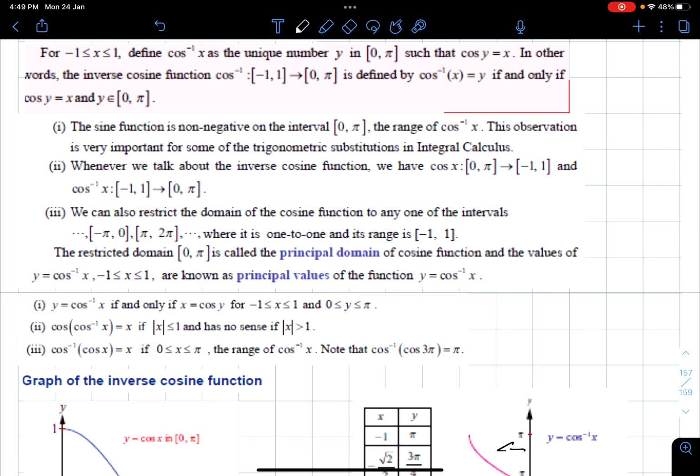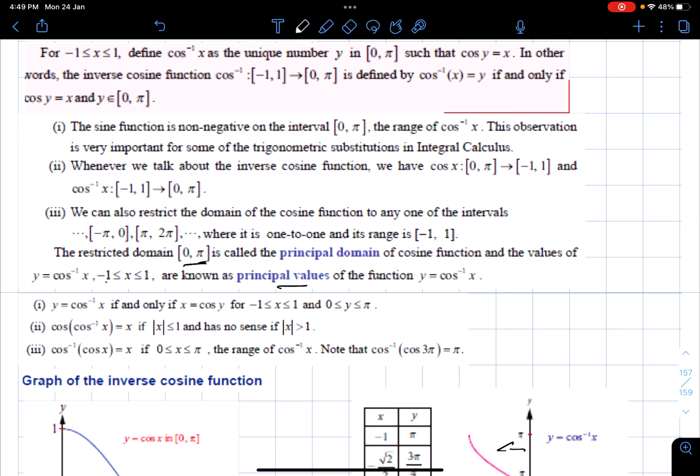So whenever we talk about the inverse cosine function, we have cos x from 0 to pi mapping to minus 1 to 1, and cos inverse is minus 1 to 1 mapping to 0 to pi. We can also restrict the domain of the cosine function to any one of the intervals, and we will get the same one-to-one function only. So this is called the restricted domain. This 0 to pi is called the principal domain, and minus 1 to 1 is called the principal value. So these two only we use when we do our problems.